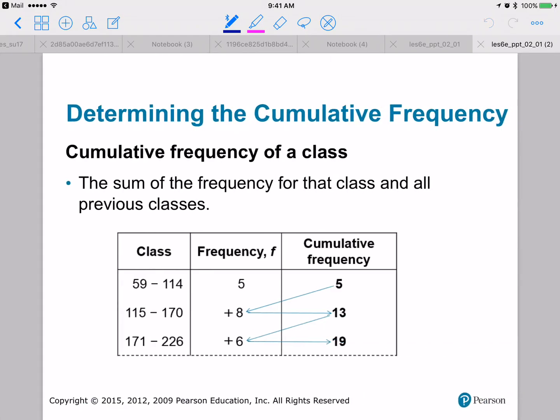And the last thing is the cumulative frequency. So cumulative, remember how you can have a cumulative GPA?